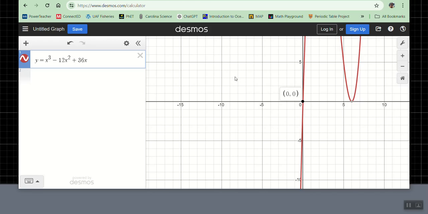What was the root that showed up twice in that last example? 6. When it shows up twice, what does it do on my graph? It touches it, and then it turns around, right? Now, if I asked you to make me a function that has 4 roots, could you? If it has 4 roots, and you may not realize it yet, how many factors would it have?